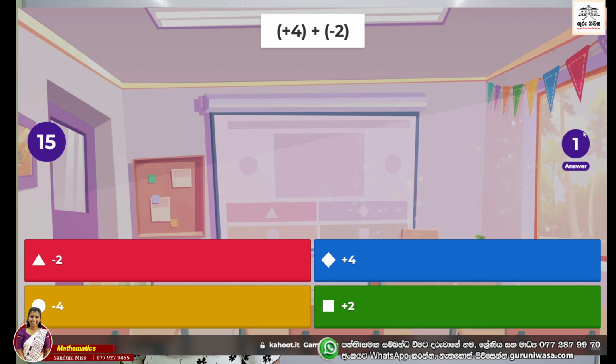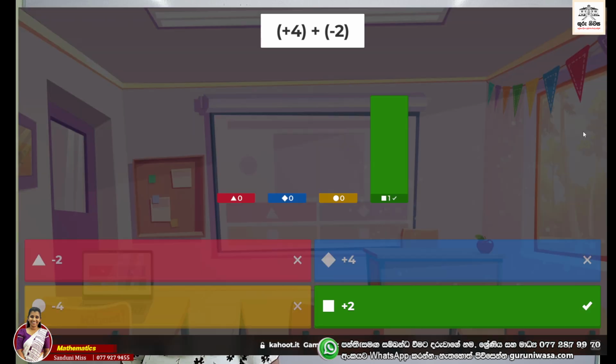Take the answer. Time is running. 3 seconds, 2 seconds, 1 second. Question. Ready? Now you know what you have to do. The question is displayed on the top and 4 answers are there. You have to select the correct answer. Okay?